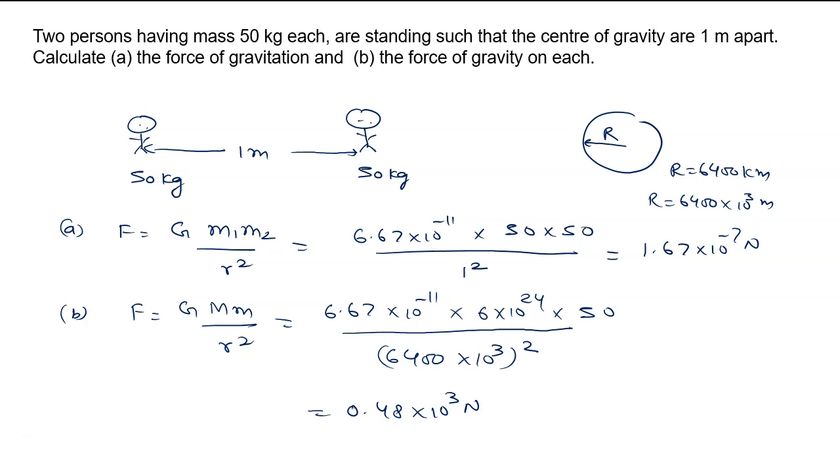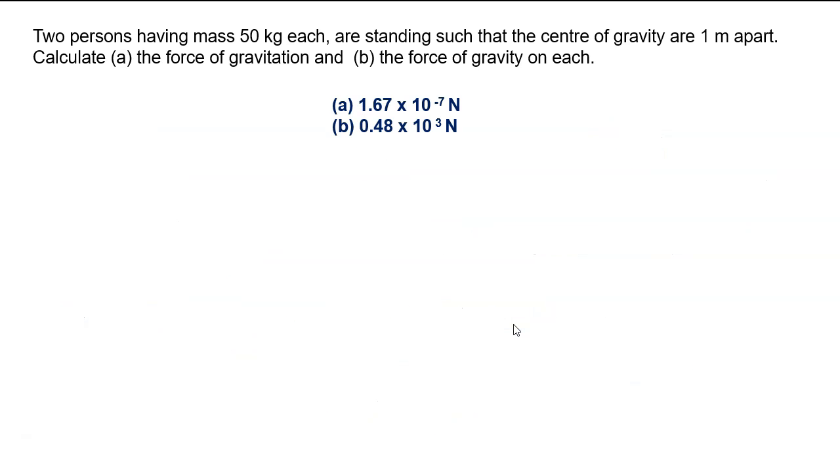Now one thing is interesting which you are supposed to know. If I say this force is F1, this force is F2, I hope it is visible to all of you. F1 is very less compared to F2 because F1 is coming in the order of 10 raised to power minus 7 and F2 is coming 10 raised to power 3. So we will say the persons will not move towards each other. So right answer of the problem is 1.67 into 10 raised to power minus 7 Newton and 0.48 into 10 raised to power 3 Newton.